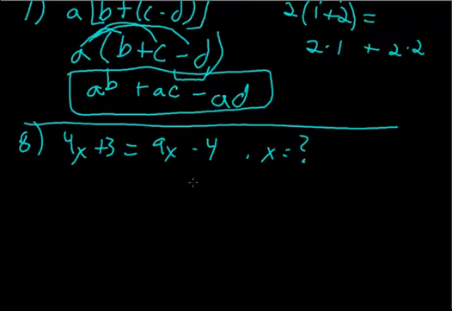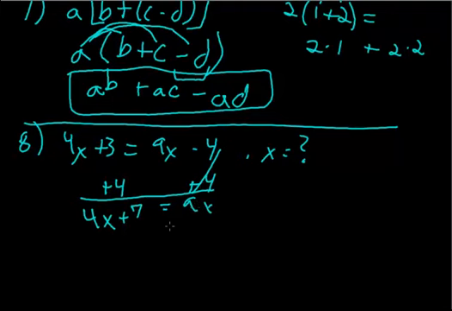So we'll start with adding 4 to both sides, plus 4. That gets us 4x plus 7 is equal to 9x, because these cancel out. And now we can subtract 4x to cancel the x's out on this side. 4x, and we get 7. Ooh, that's pretty bad. 7 is equal to 5x.